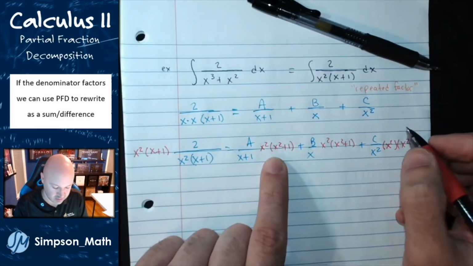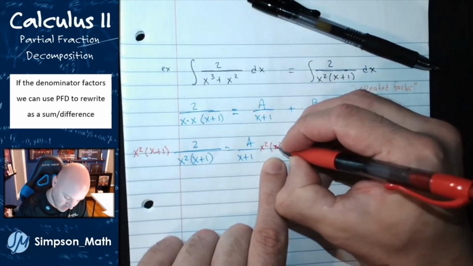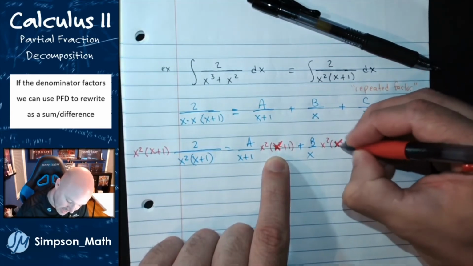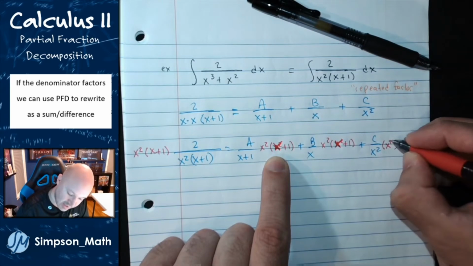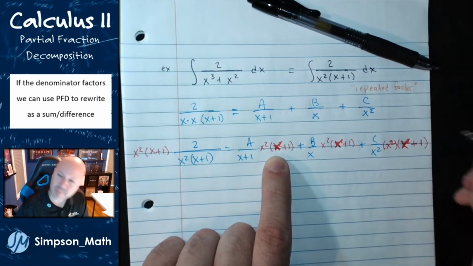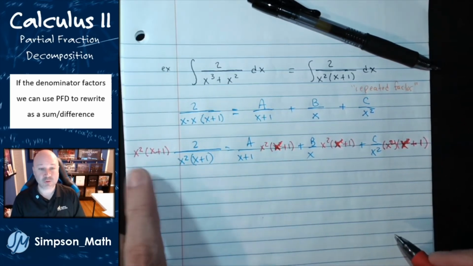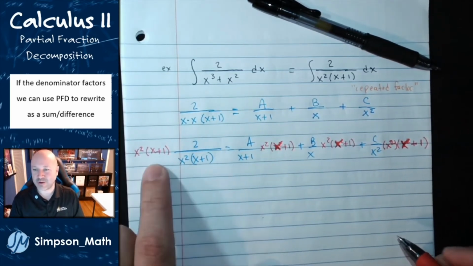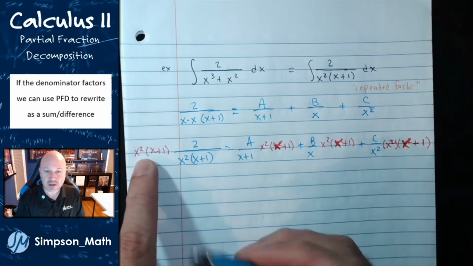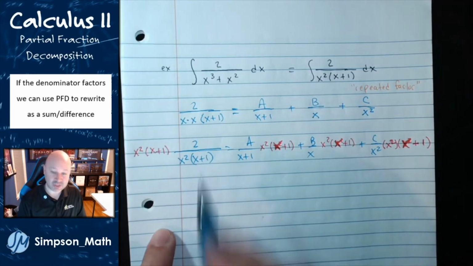What am I doing? This is not a square. That's an x plus 1. This is an x plus 1. I have an x squared and an x plus 1. Just multiplying by x squared, x plus 1. Okay. On the left, things reduce, leaving me with just the 2.